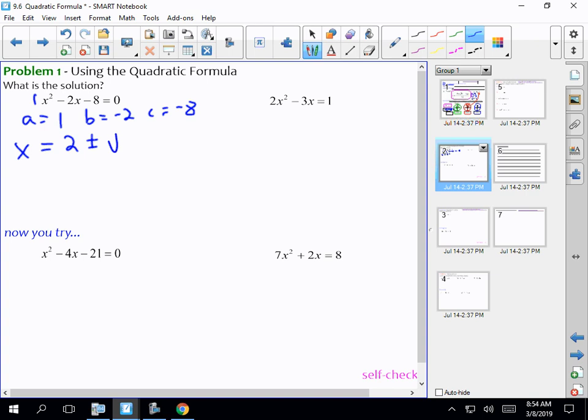Plus or minus the square root of b squared. What is b squared? 4. Yeah, we can take the negative 2 and square. I'm going to write it down here, but in the future I would just do the squaring in your head like you guys did. So negative 2 squared minus 4 times a is 1 and c is negative 8, all over 2 times 1.